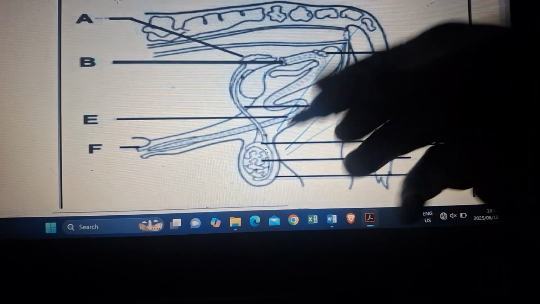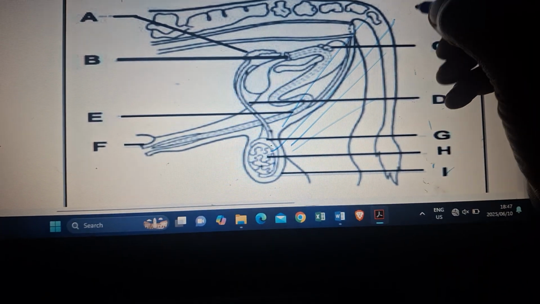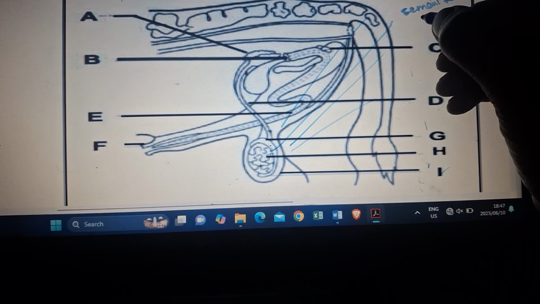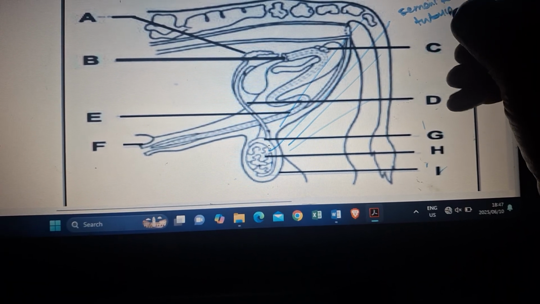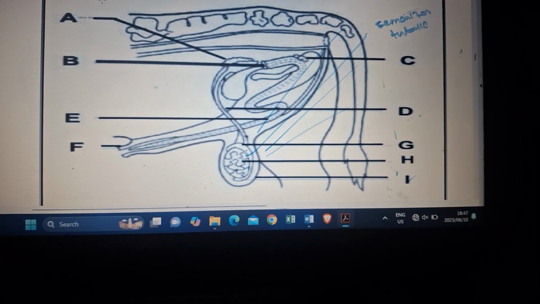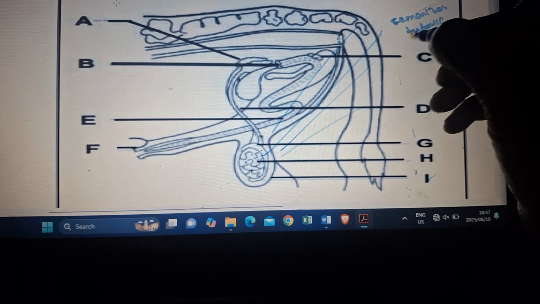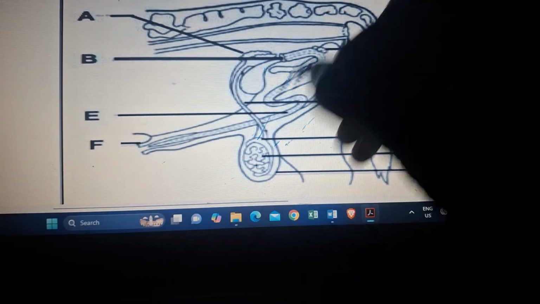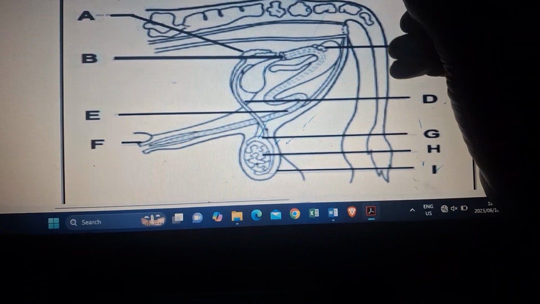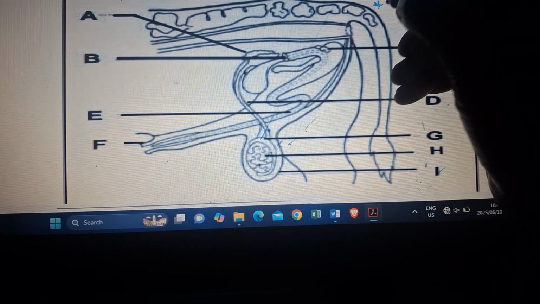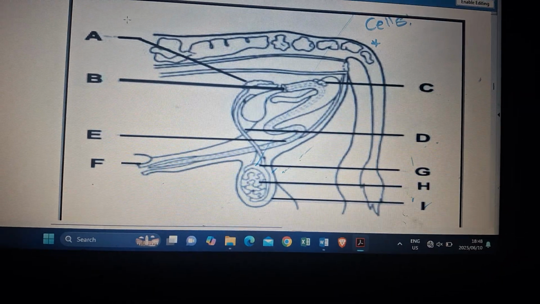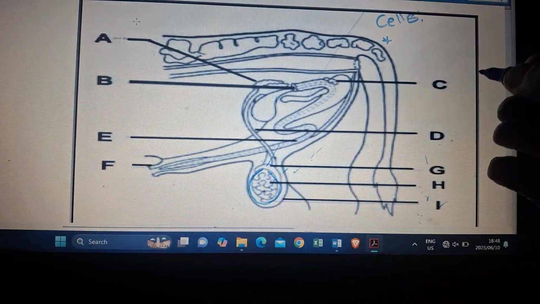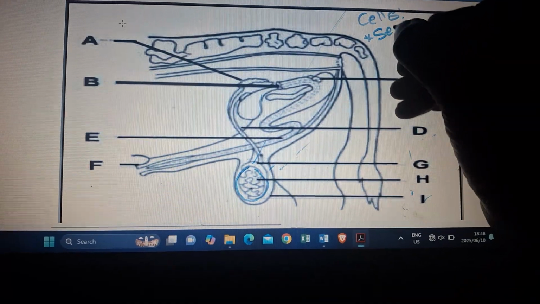We say these tubules are called seminiferous tubules. They are very narrow in diameter. These seminiferous tubules are made up of 3 specialized cells. There are 3 specialized cells that are found in the wall of the seminiferous tubules of the testis. We have the Sertoli cells.